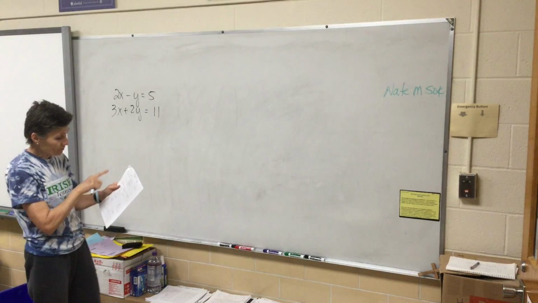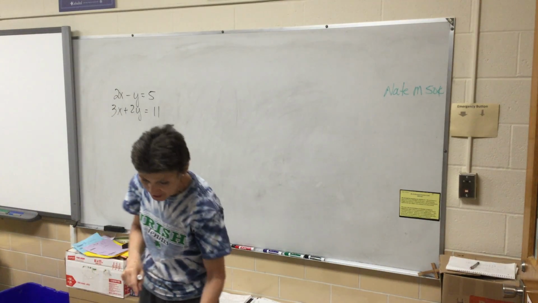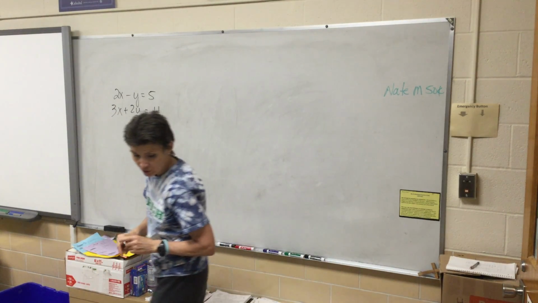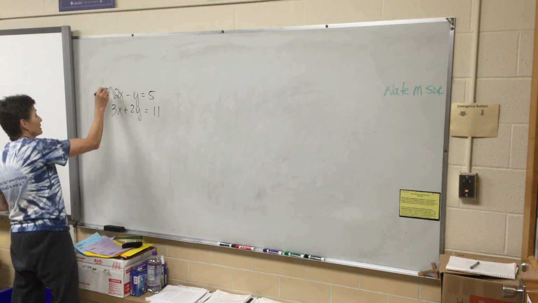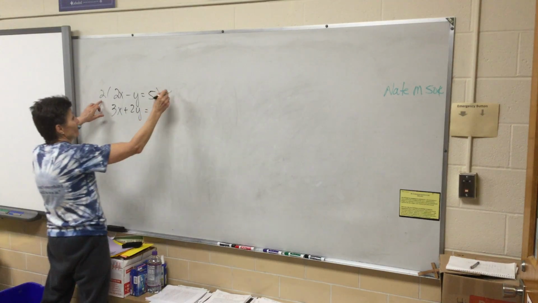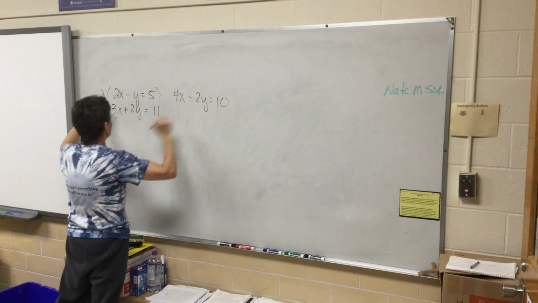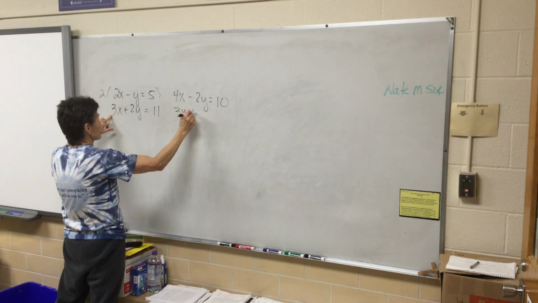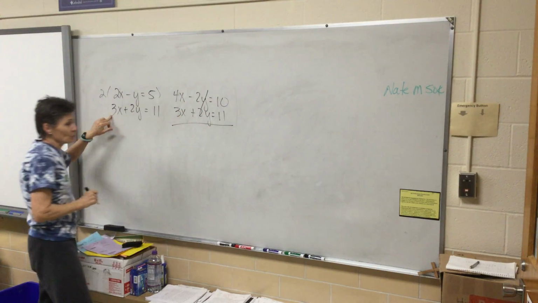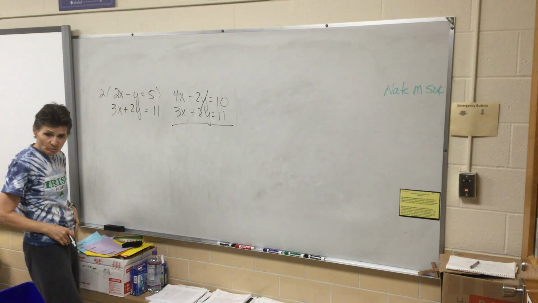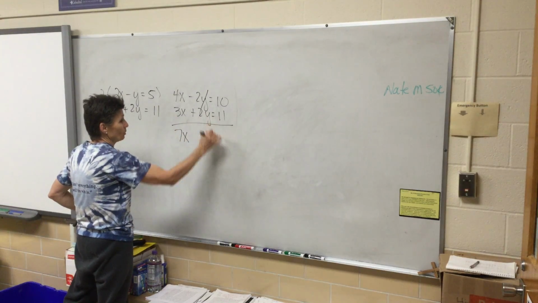Okay, well, let's follow the directions. What would we do? For number one, it says do elimination. Yeah, so you would times the top one by 2. That would be a nice thing to do. So that would give us 4x minus 2y equals 10. And then we still have 3x plus 2y equals 11. So when we add them together, you eliminated your y's just like you wanted to. And we have 7x equal to 21.